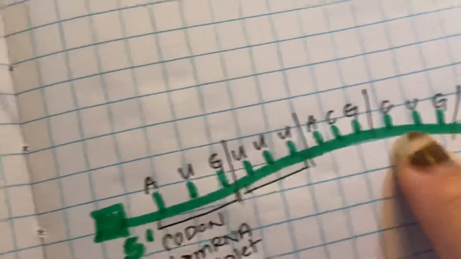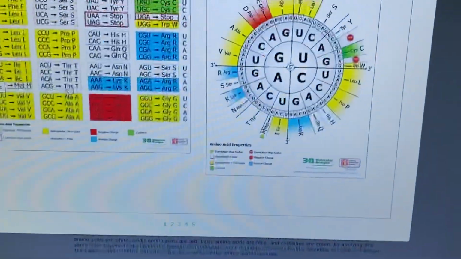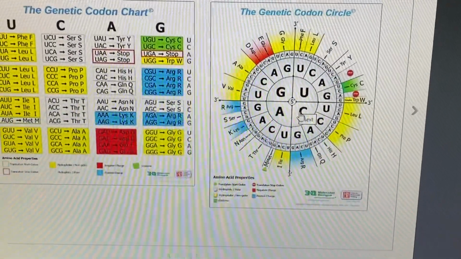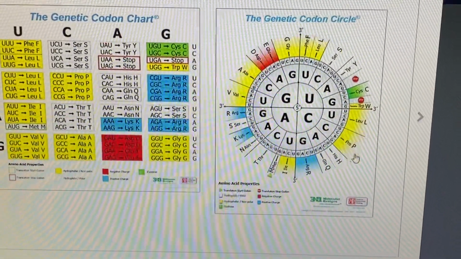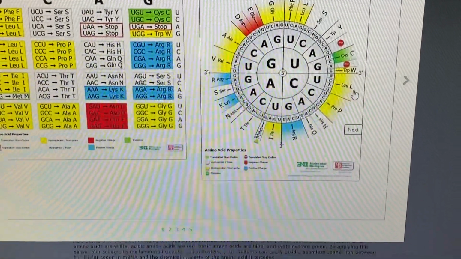Here's how to use the wheel. We'll do a last one with the wheel. We're looking for CUG. With the wheel, you just start in the middle and then you work your way out. So I have C, U, G. It's leucine, or designated as L.